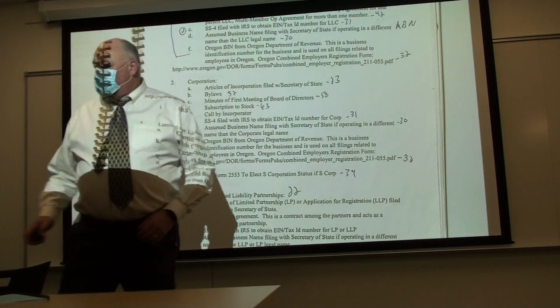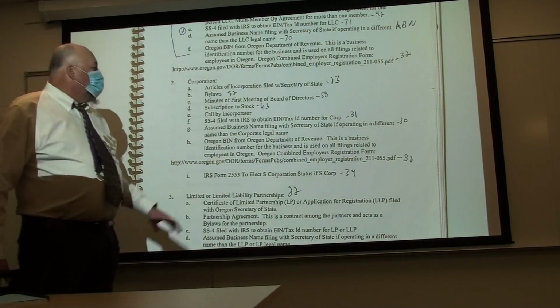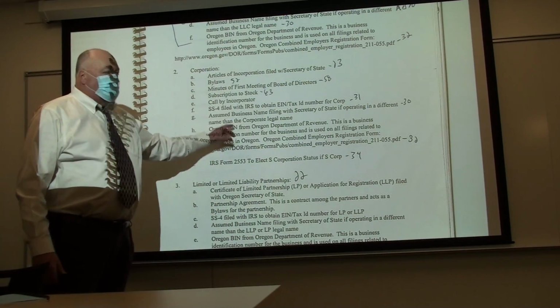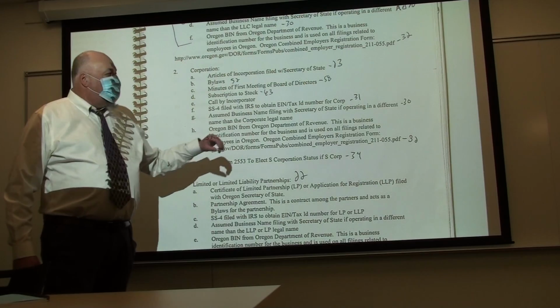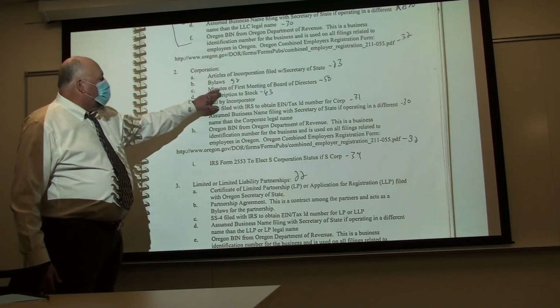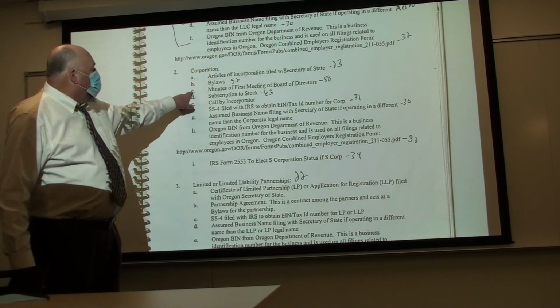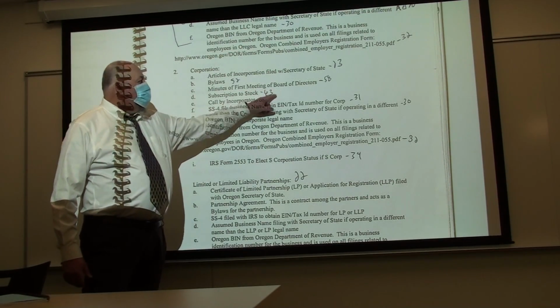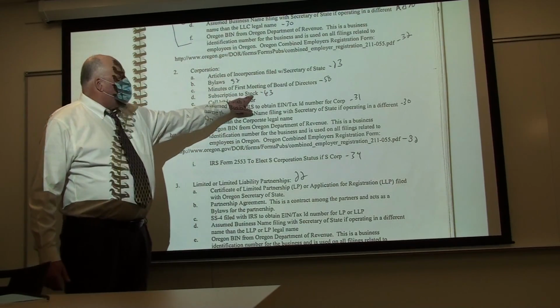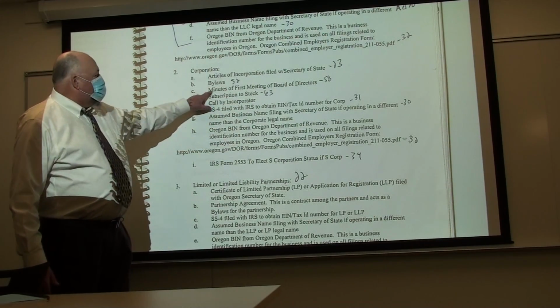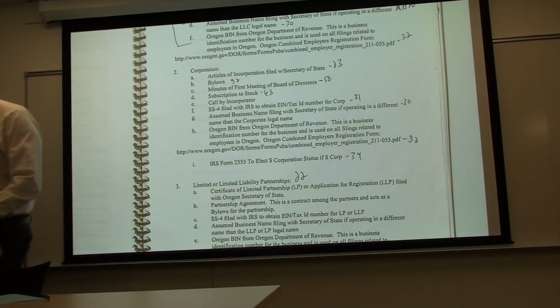Okay, so we are going to just finish up with the list of documents if you're going to be doing a corporation for your project. And let's talk about letter C right here, D and E. Minutes of the first meeting of the Board of Directors, subscription to stock form, and a call by the incorporator form. So the minutes are on page 58.